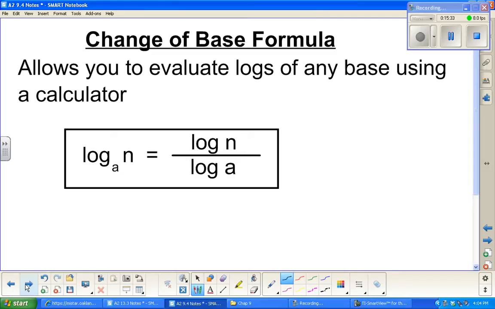What if the base is not 10? Can we do this? What if the base is any number and it doesn't happen to be 10? Is there a way to evaluate these on the calculator without having to go through a ton of work?